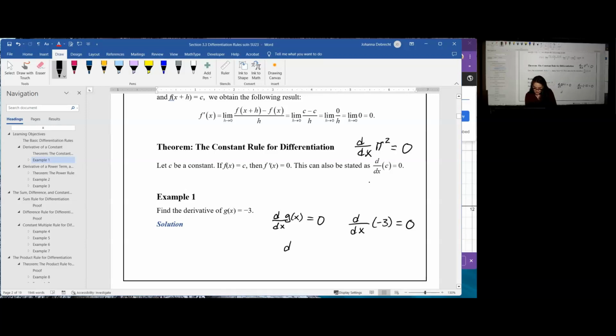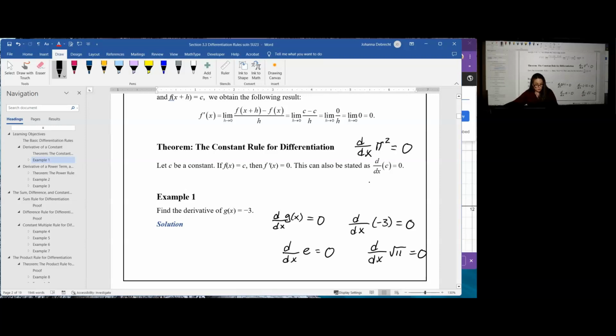If I were to write the derivative with respect to x of Euler's number e, give me 0. If I were to write the derivative with respect to x of the square root of 11, give me 0. Let's now take a look at the power rule.